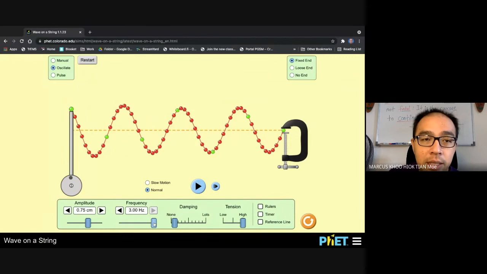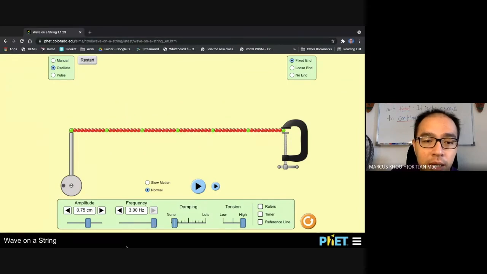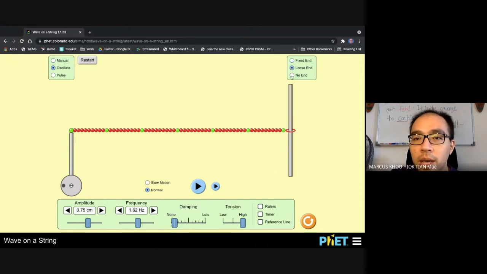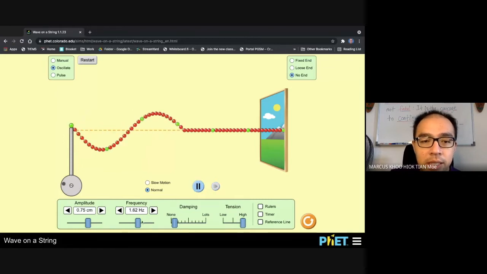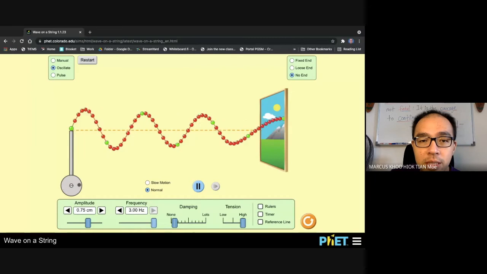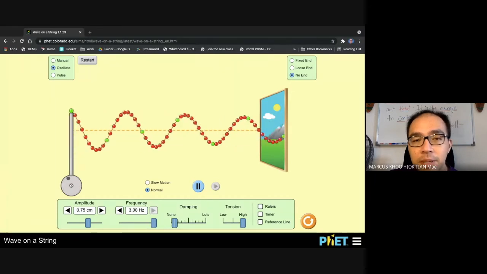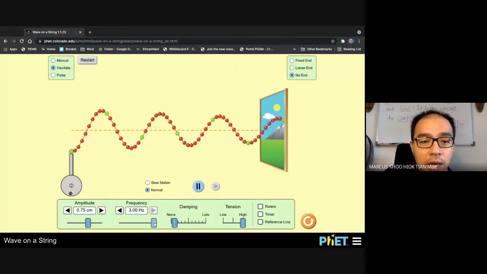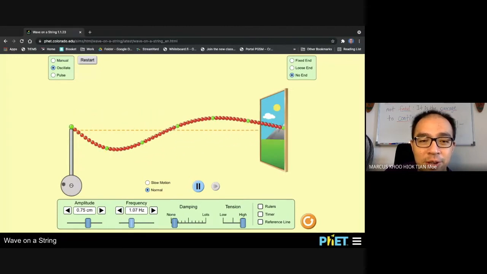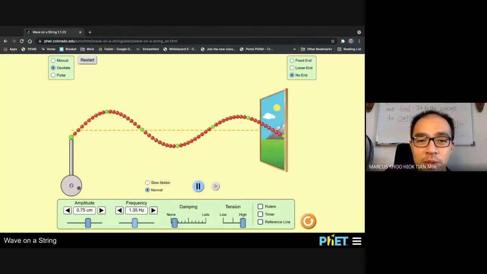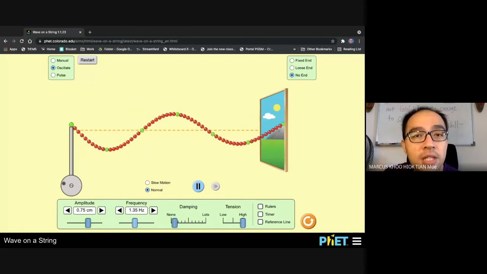Second thing, let me set this again. You know what? I'm going to change to loose end or no end, the endless one. Again, the same thing. Small frequency, big frequency. You see the bigger difference over here. And even smaller frequency. Oh, it's a bit too much, sorry. Even smaller frequency. Notice that the wavelength changes.